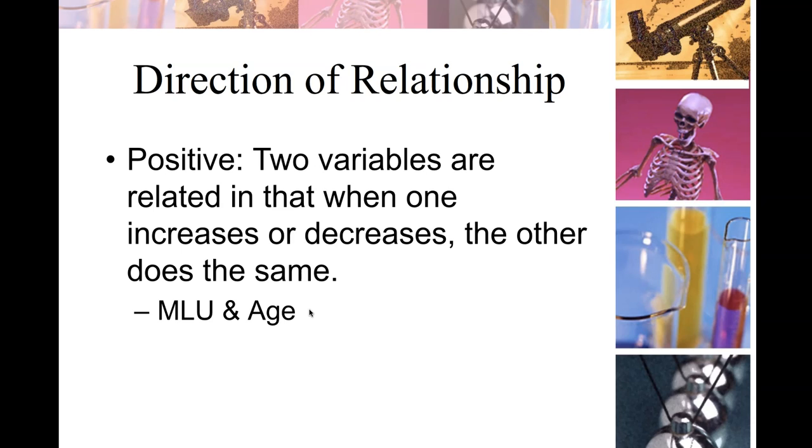Okay, so for the direction of the relationship, we can have positive or negative, right? So positive, two variables are related in that when one increases or decreases, the other does the same. One of the best examples in our field is mean length of utterance and age. When a child is 1, they should have an MLU of at least 1. When a child is 2 years of age, their MLU should be 2 or a little higher. When they're 3 years of age, their MLU should be 3 or a little higher. When they're 4, it should be 4, right? So as age goes up, MLU goes up. They're definitely related to each other.